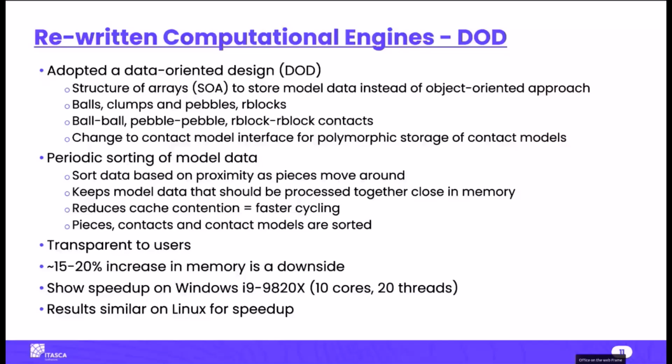So basically, instead of having an object, which is a ball, which holds all of its data, now we have an array of all ball radii, an array of all ball positions, right? And so it's a very different access pattern, a different data access pattern, and it required a complete rewrite of the computational parts of the engines. Again, this is transparent to you as the user, but hopefully you'll see the benefits of this.